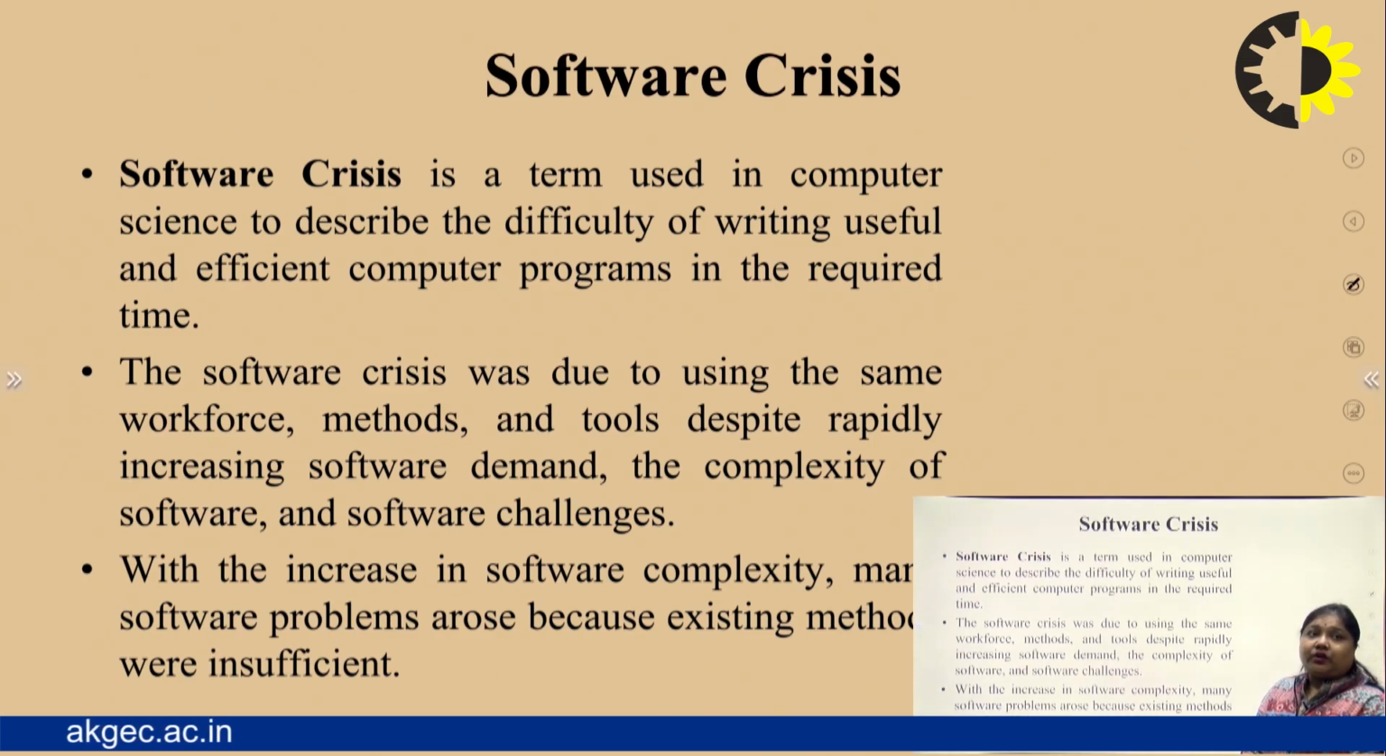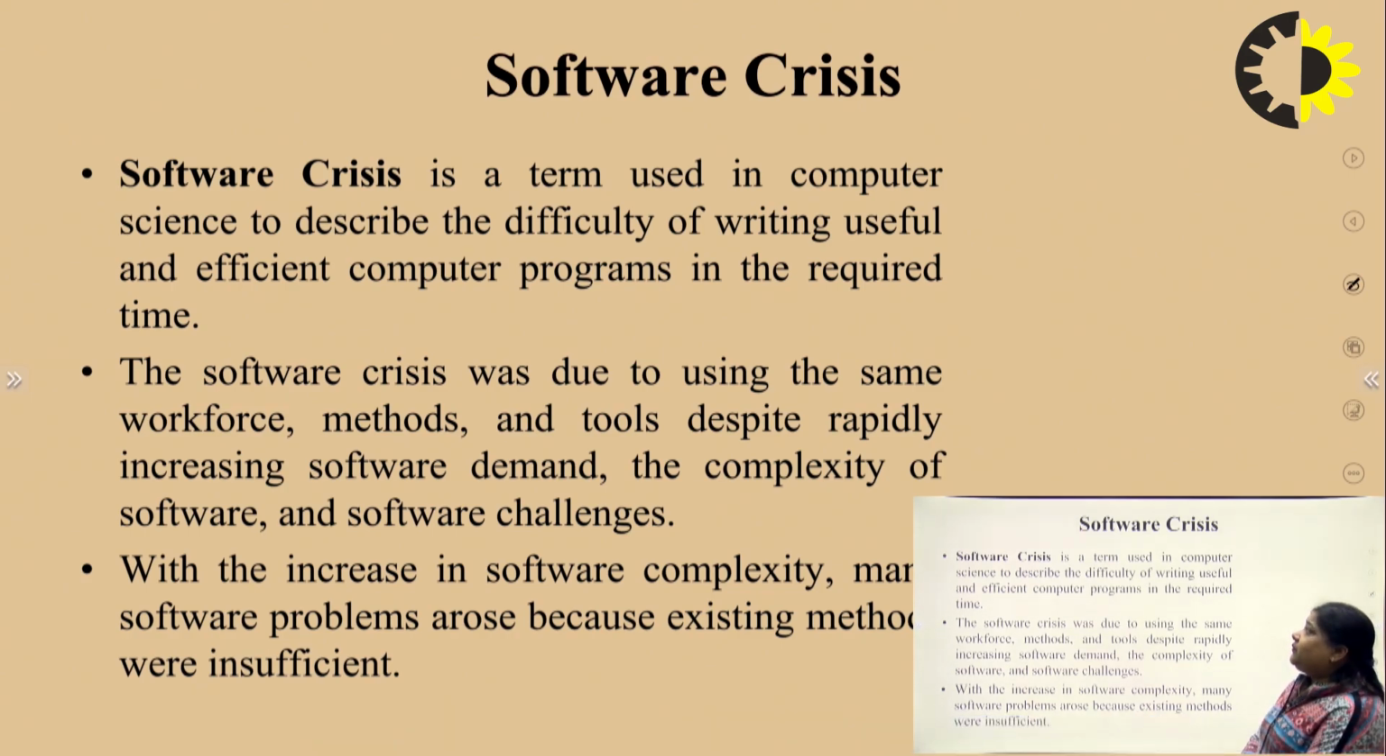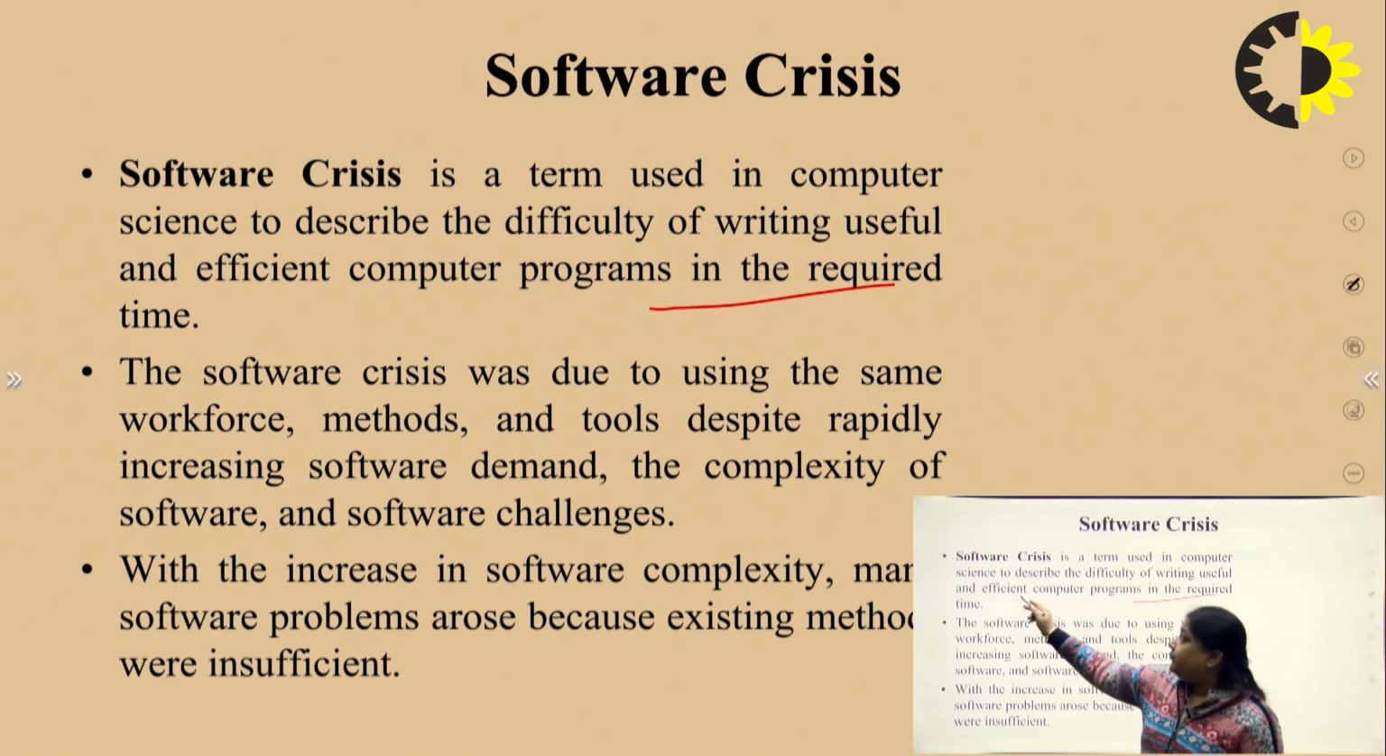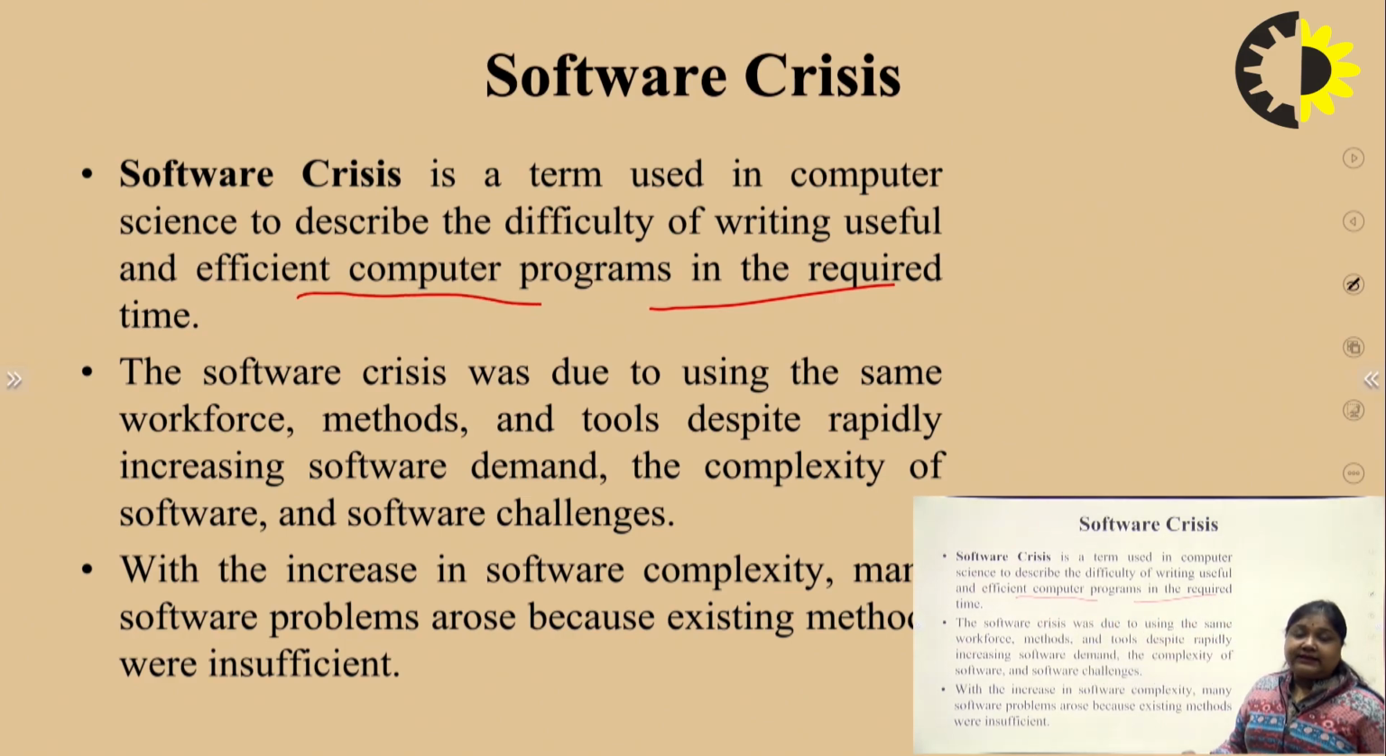Now the next topic is software crisis. What is software crisis? This is a term used in computer science to describe the difficulty of writing useful and efficient computer programs in the required time. The software crisis is the problem that when demand is higher than production, it results in the software crisis. The software crisis was due to using the same workforce, the same methods, the same tools, but having a minimum, less time frame to accomplish all the tasks.